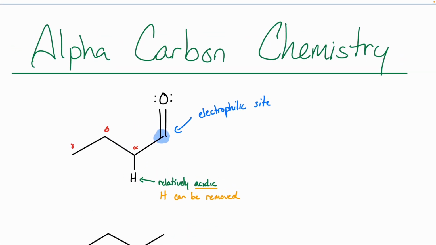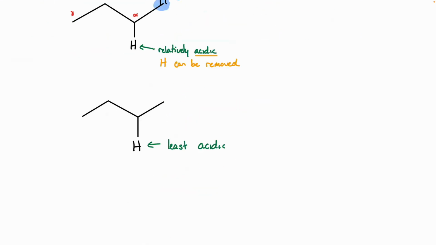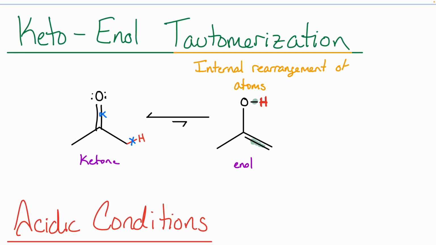And the thing that makes that alpha carbon relatively special is that the hydrogen that is bound to it is relatively acidic. We can remove that hydrogen, all right? This is going to be the key to understanding this alpha carbon chemistry business. And thus far, we've only really talked about one example of that, what's called ketone-enol tautomerization, right? An internal arrangement of aldehydes and ketones to form an enol.